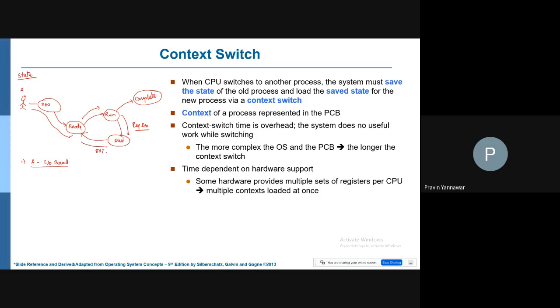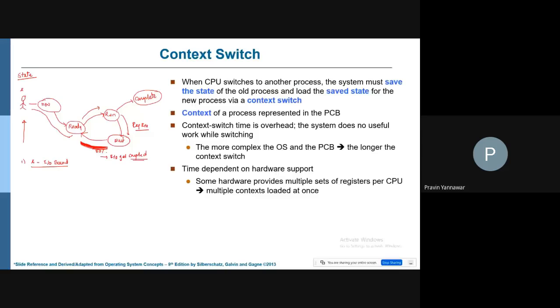Okay, because 80% of the time is spent until the IO gets completed. So this is going to be IO bound. Maximum time is being spent here, 80% of the time. So this is IO bound. Now this particular process is IO bound.